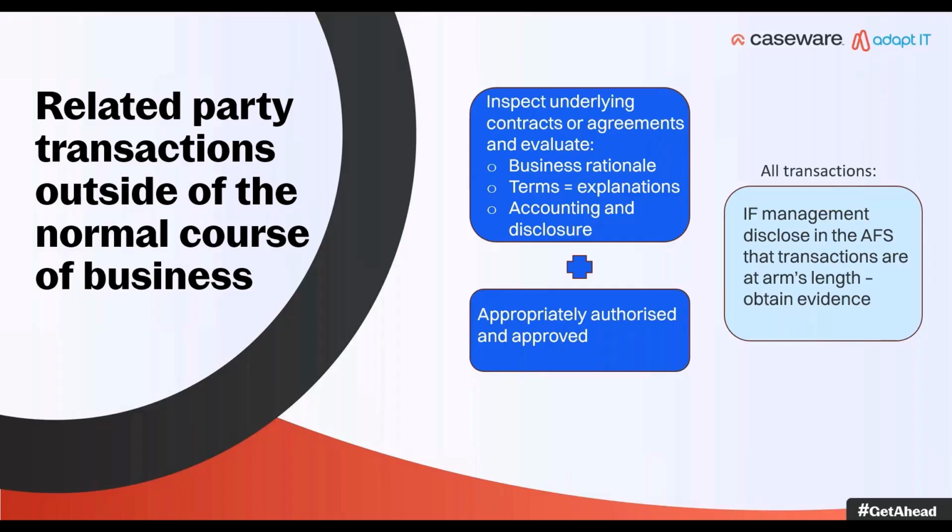We only have to obtain audit evidence that transactions are at arm's length if management disclosed in the financial statements that the transactions are at arm's length. And that's quite a lot of work to go and test, because now you've got to go and actually test and check what the other transactions are. In other words, get evidence of what transactions at arm's length look like, and then go and check what was done in this case and see that they are quite drastically different, etc.